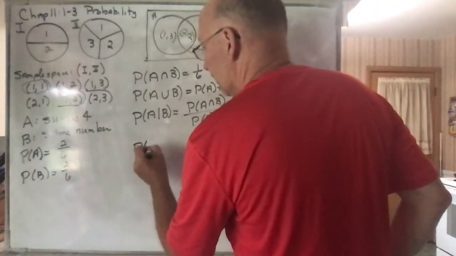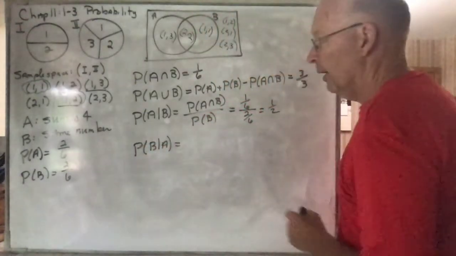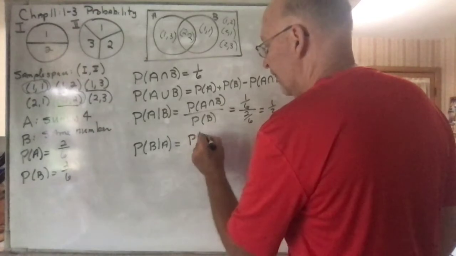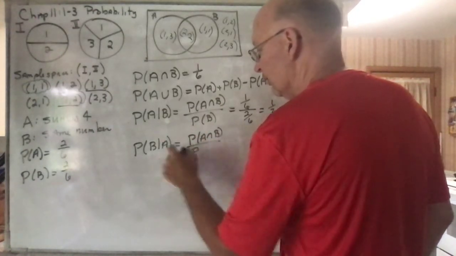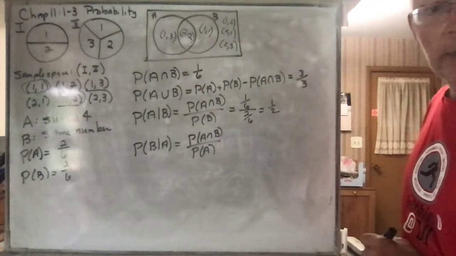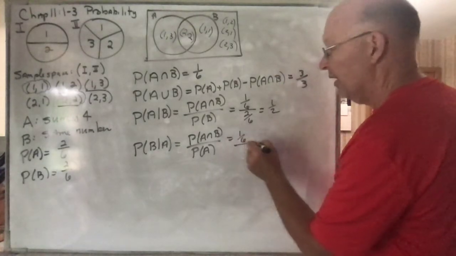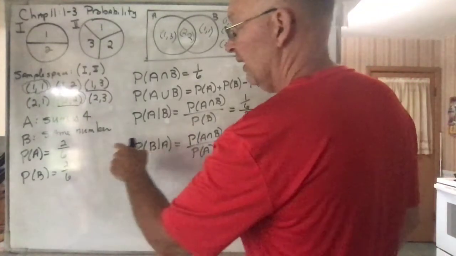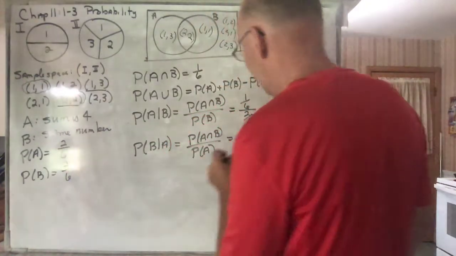What's the probability of B given A? Well, again, that's the probability of A and B happening divided by the probability, here's your universe, of A. And so again, that's going to be 1/6 divided by, what's the probability of A? The probability of A is 2/6.